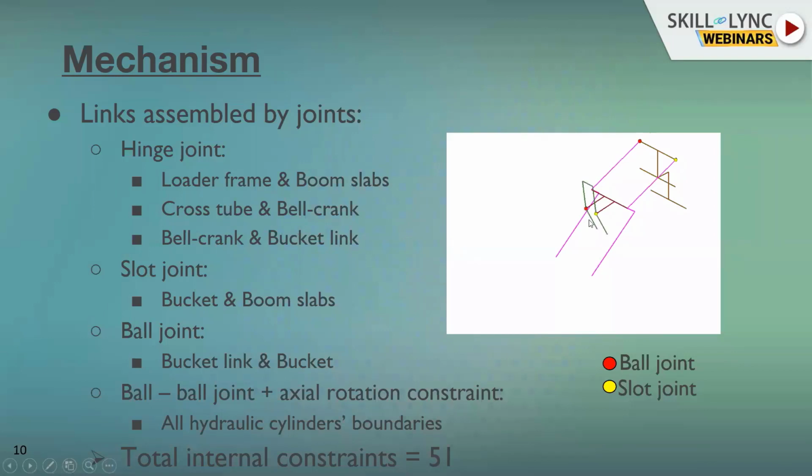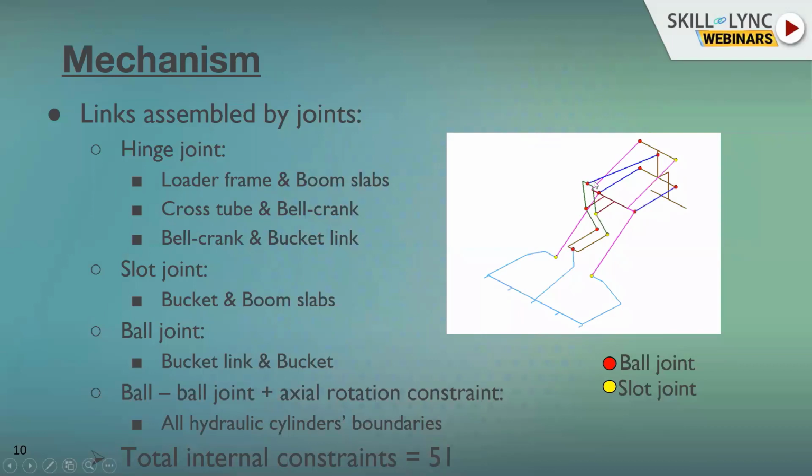So this is between the cross tube and the bell crank. This is your cross tube, which is rigidly connected to your boom slabs, and you have a hinge joint defined between the bell crank, which is this green part. And again, we are using the same strategy of using a ball joint and a slot joint to model it. Next one is between the bell crank and the bucket link. So this is your bucket link, and through a ball joint and slot joint, we are modeling it. Now between the bucket and the boom slabs, you have these yellow dots representing 2 slot joints. Then in the middle, we have a ball joint, which connects the bucket to the bucket link.